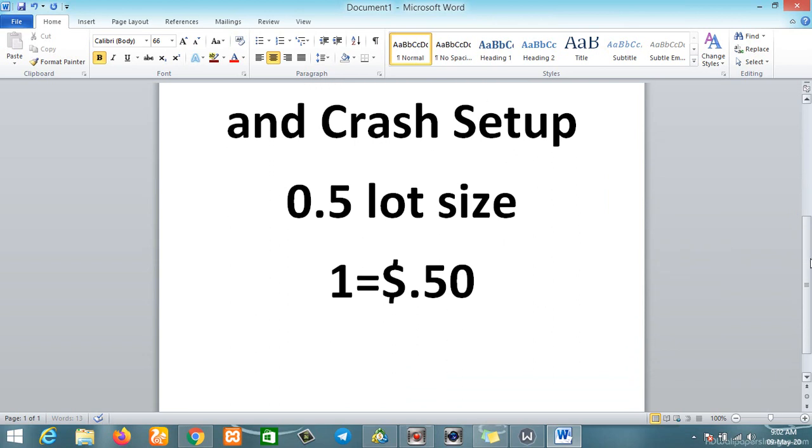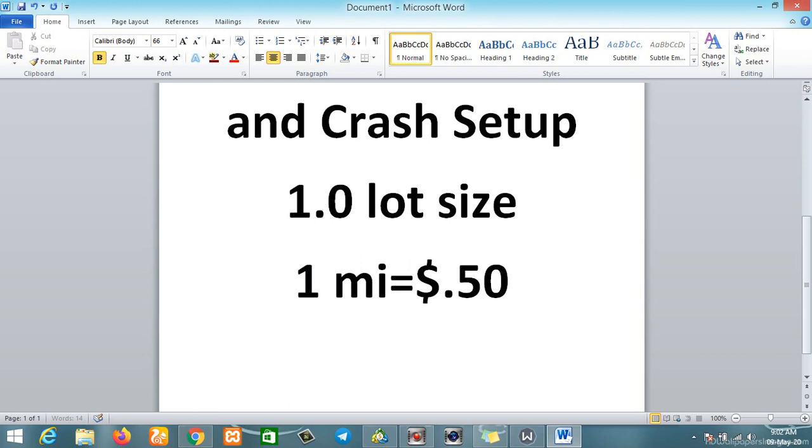If you have bigger capital and you are using bigger lot size, like if you are using 1.0 lot size, 1.0, then you need just 100 trades. So per minute, in 1 minute you'll be making $1 at this point.